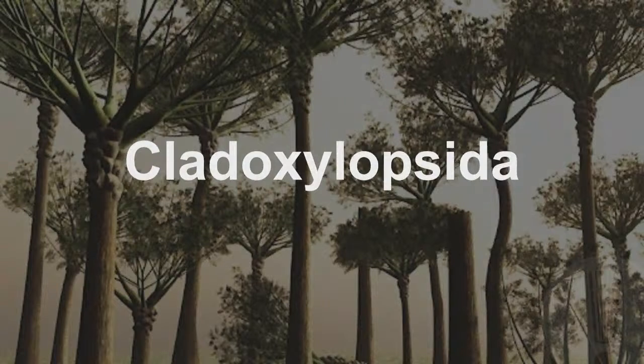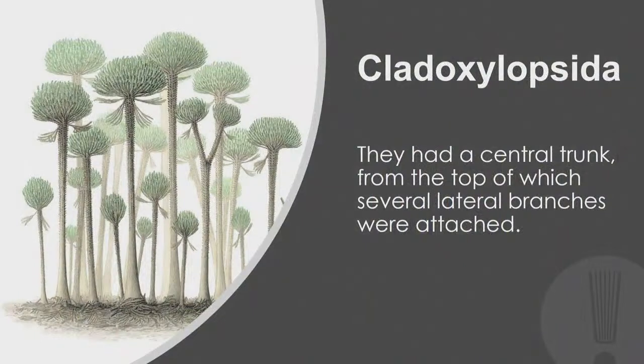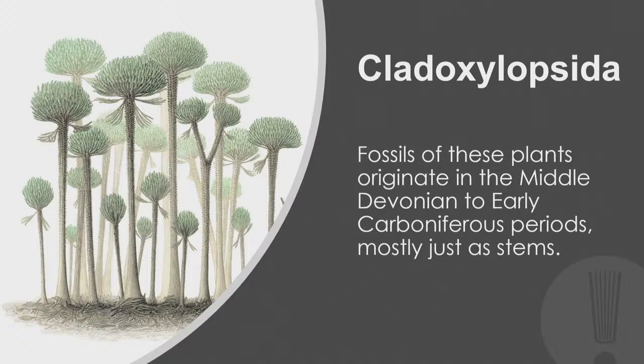But this is a fun word to say here, Cladoxylopsida. I can only assume that's how you pronounce it. I've only ever read it. But the Cladoxylopsida, which is what we think they look like, you see there in the background, are a group of plants known only as fossils, thought to be the ancestors of ferns and horsetails. Cladoxylopsida had a central trunk, from the top of which several lateral branches were attached. Fossils of these plants originate in the Middle Devonian to early Carboniferous periods, mostly just as stems.